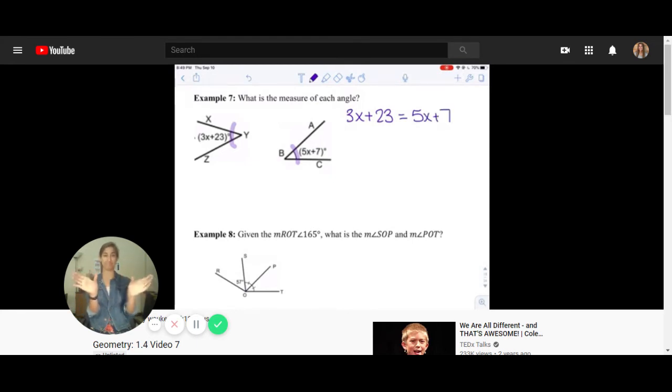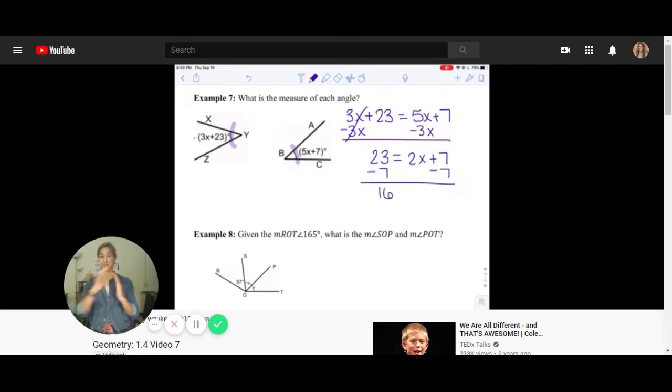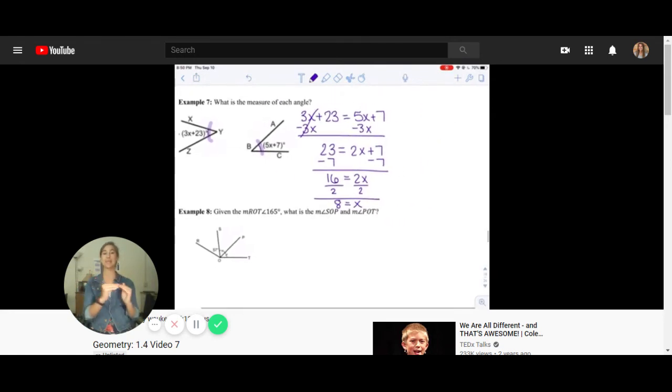In order to solve for x, I need to get the x's on one side and the numbers on the other side. So I'm going to subtract 3x from both sides. That gives me 23 equals 2x plus 7. Subtract 7 from both sides. And we get 16 equals 2x. Divide by 2. And we get 8 equals x.